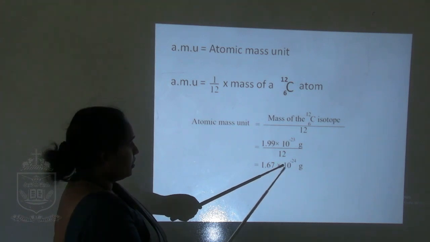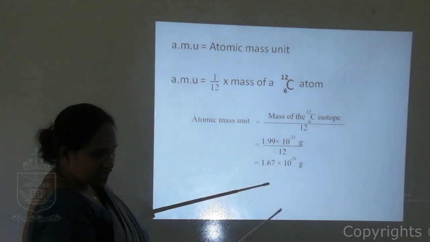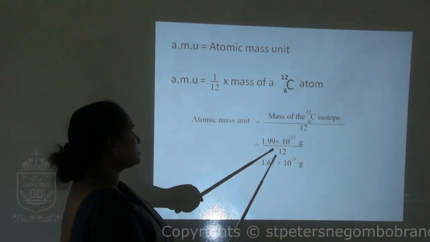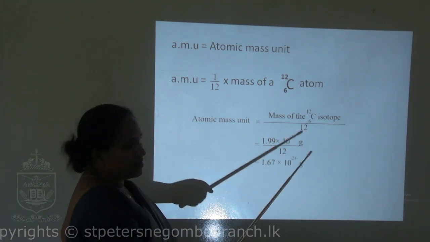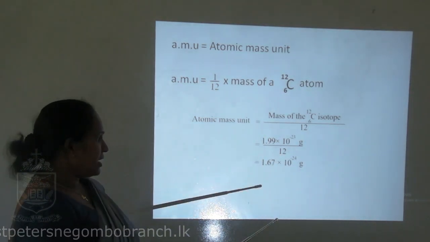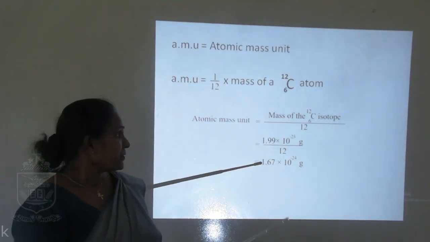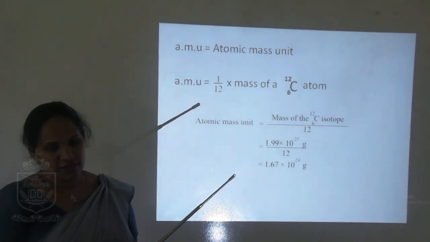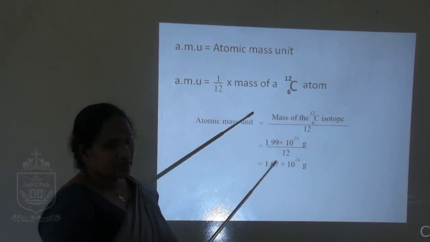1.67 into 10 to the power minus 24 grams. This is the answer. Again, the answer is 1.67 into 10 to the power minus 24 grams. When we go to the other calculations also, if you know this, it is easy to do the calculations. Otherwise, you have to divide this and get it.